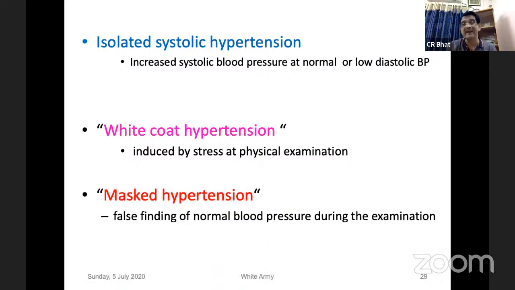Okay. Then there is one more variety called masked hypertension. Previously, I told you that the blood pressure may be normal in the clinical setup, but you get the clinical signs of the complications of hypertension.